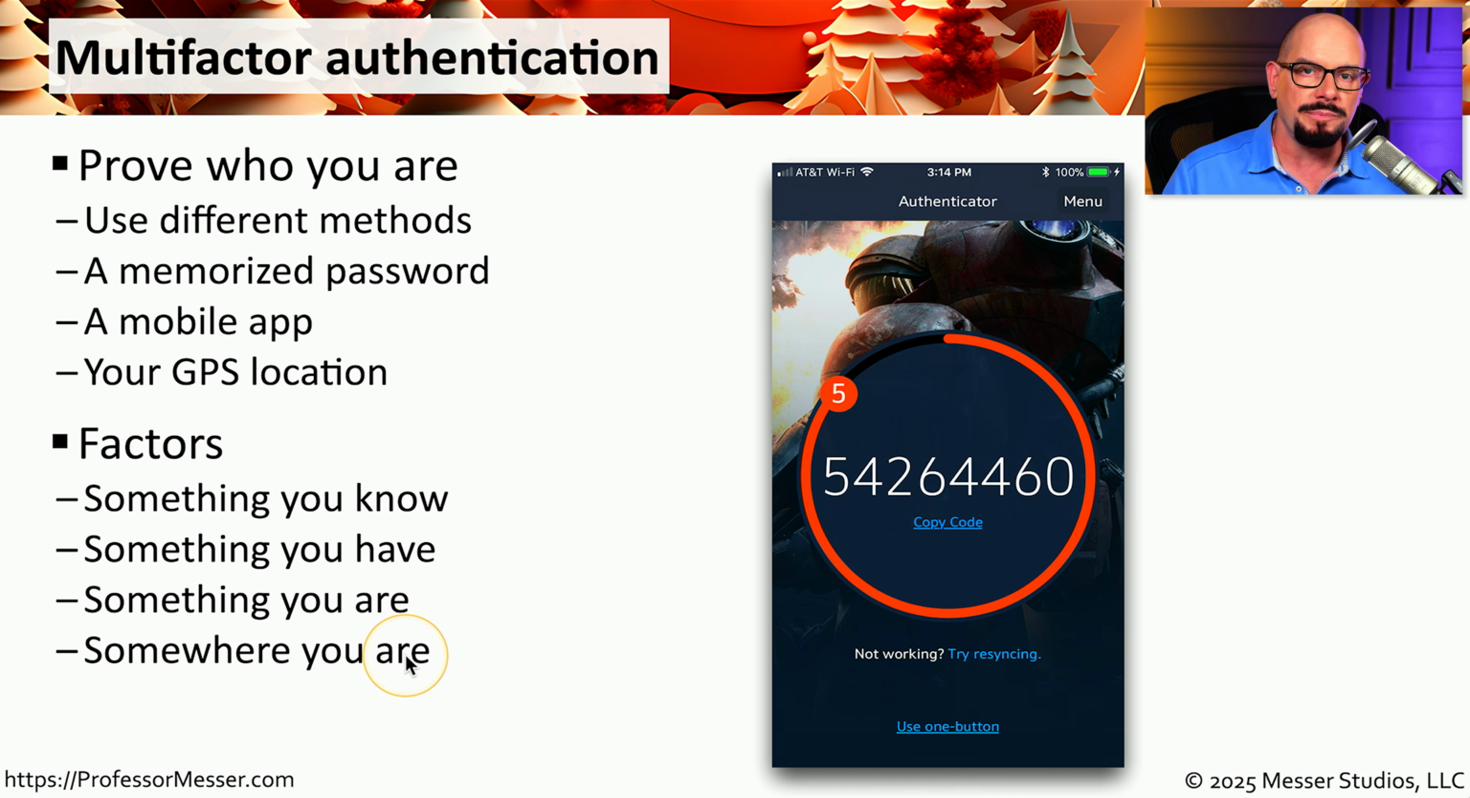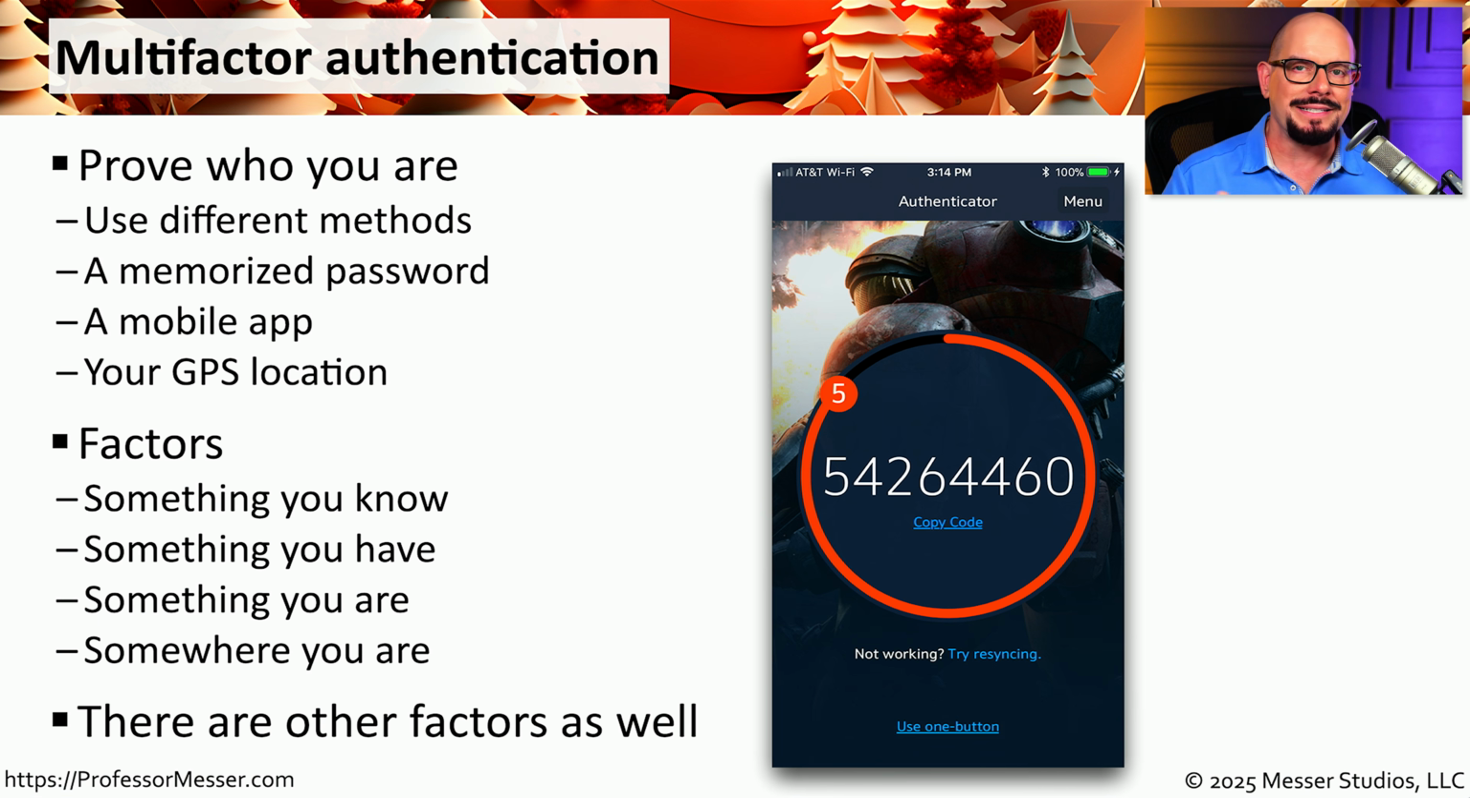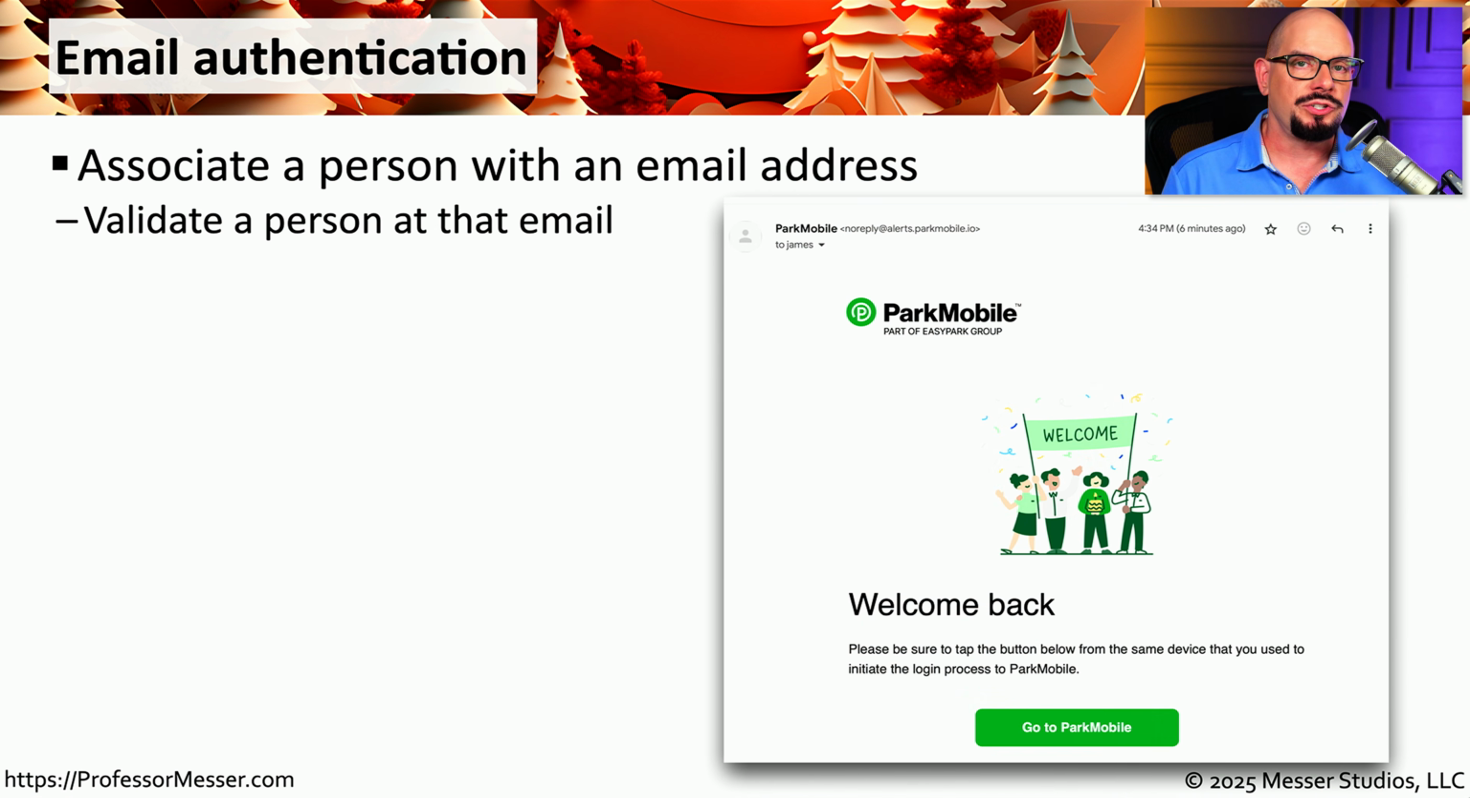And if we had to use some type of biometric, such as a fingerprint, that would be something you are. This is only an example of some of the most popular factors. There are other factors that could be used as well, and combining these together allow us to create a stronger authentication process. These days, it's very common to see authentication use your email address as one of those authentication factors.